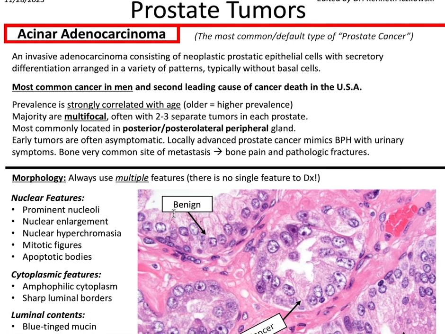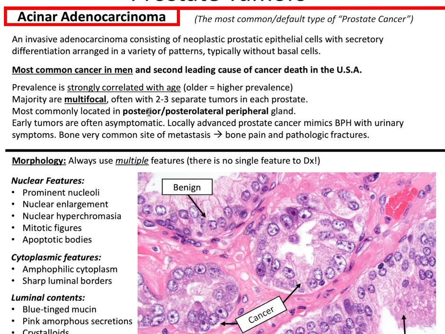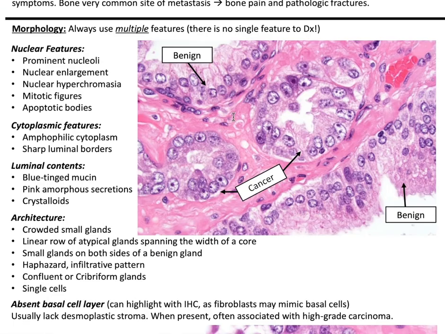We talked about the most common type of cancer in prostate, acinar adenocarcinoma, often located in the posterior, posterolateral peripheral gland, and majority are multifocal. You want to look at architecture for crowding, linear row of atypical glands, haphazardness, confluence for cribriform glands, small glands on both sides of a benign gland, single cells.